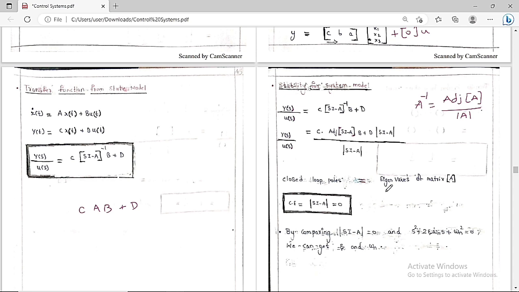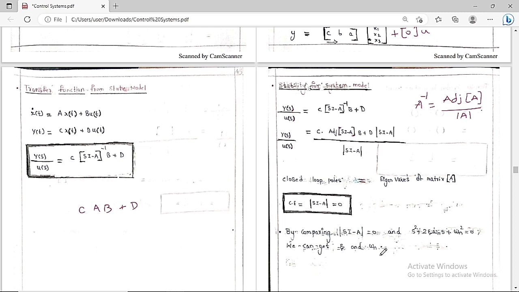Just from the system model, the characteristic equation is the determinant of sI minus A. If we equate this to 0, we get the roots, that is the closed loop poles, which are equal to the eigenvalues of the matrix A. By comparing the determinant of sI minus A equal to 0 with s square plus 2 zeta omega n s plus omega n square equal to 0, we can get the values of zeta and omega n. Basically, if the system is a second order system, the characteristic equation is the determinant of sI minus A equal to 0, and comparing it with the standard second order characteristic equation, we can find the values of zeta and omega n.